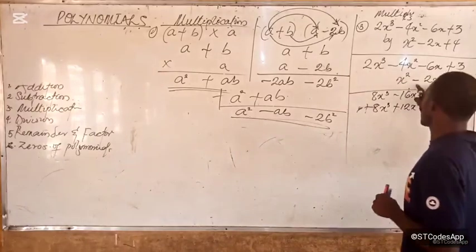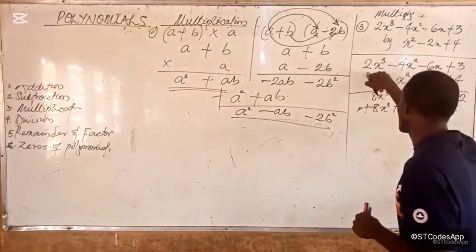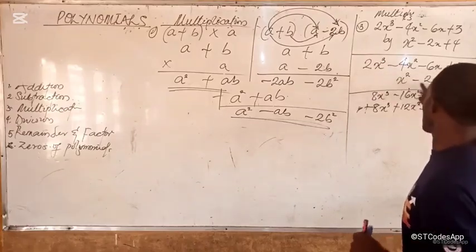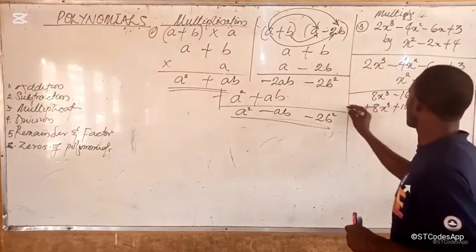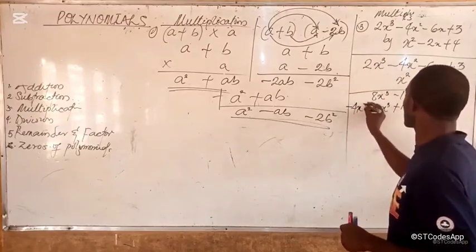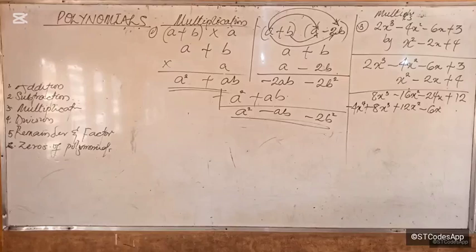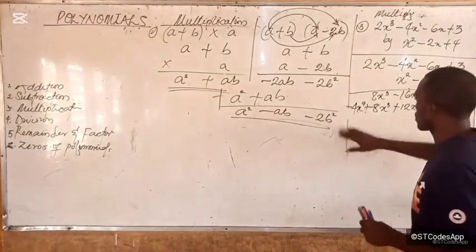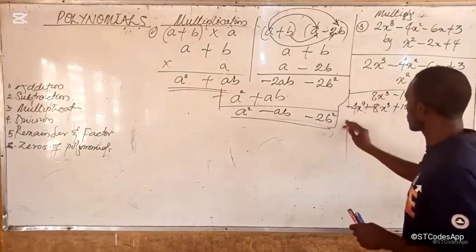Then we have minus 2x times 2x raised to the power 3. Minus 2x times 2x raised to the power 3. That will be minus 4x raised to the power 4. Did you get that? And we'll go to the next level, which is the last here. It will probably be the last.